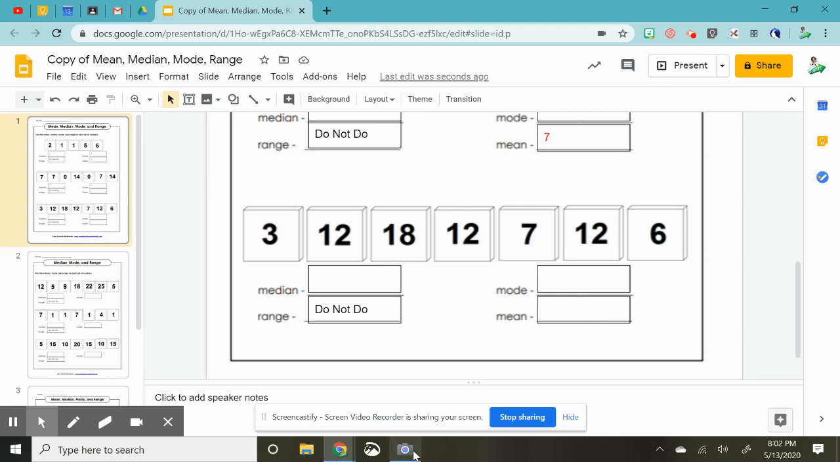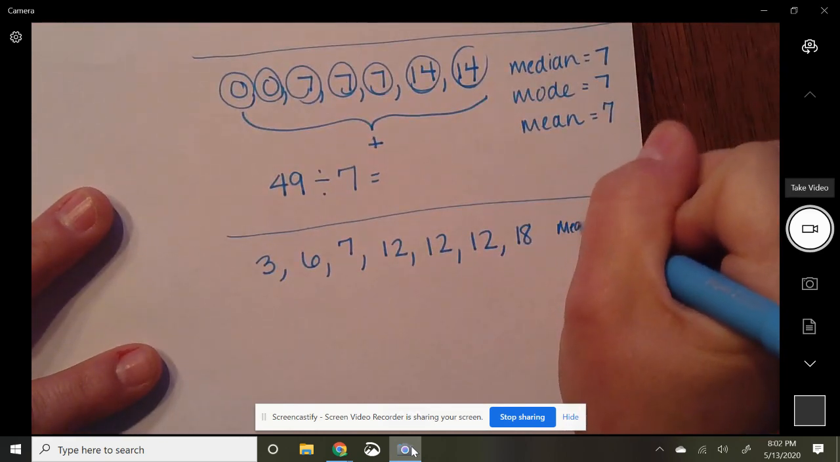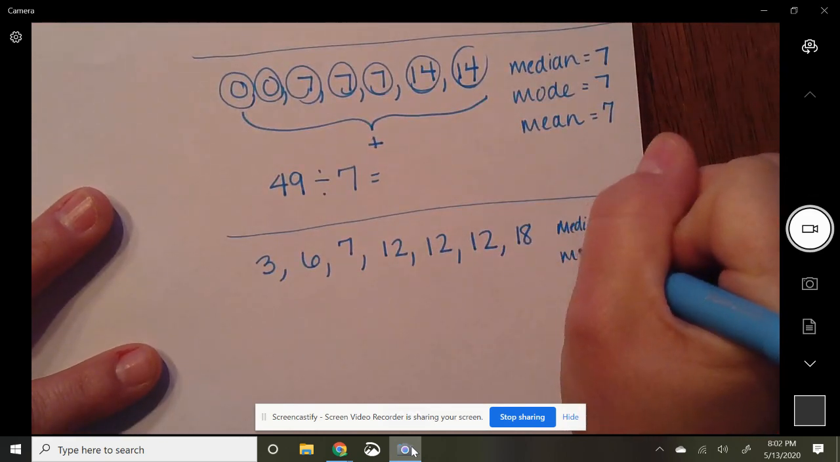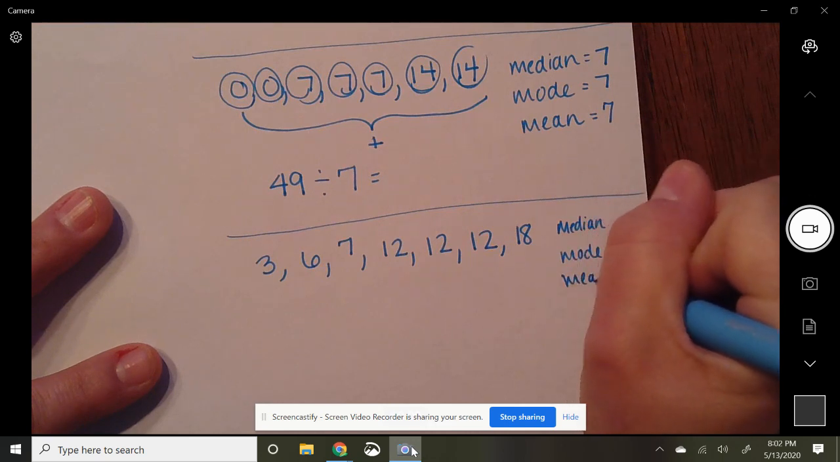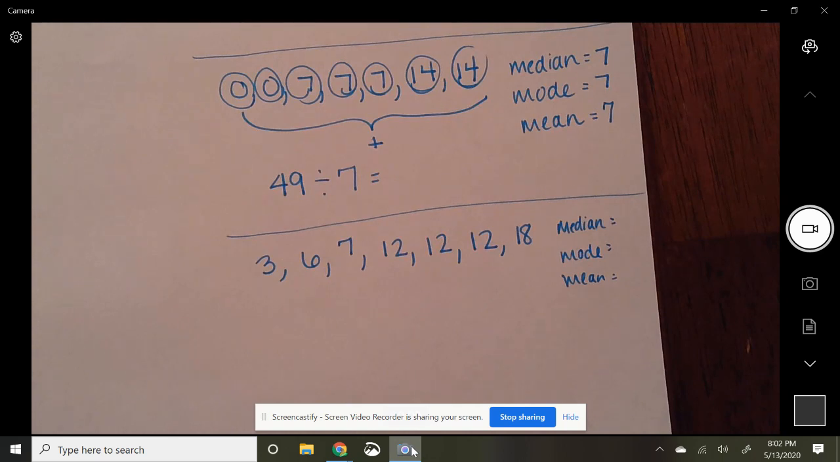So I'll show you what my paper looks like. While you get yours ready, I have median, mode, and mean. Give yourself a second to get caught up.